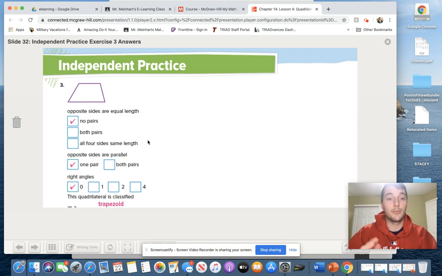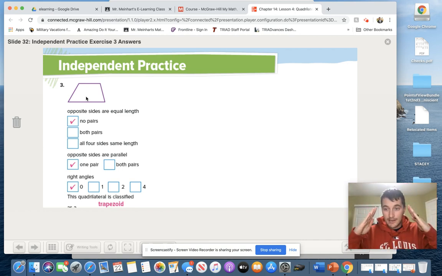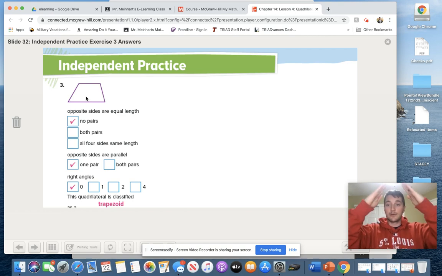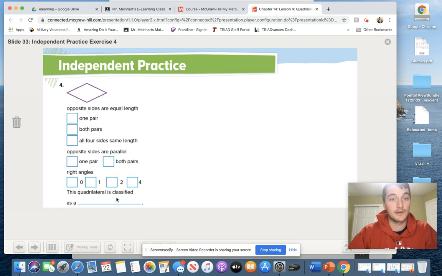How many sides are parallel? There's only 1 pair right here, right? Because these 2, the top one and the bottom one, will forever, infinity, go on like this with the same space in between them. The side ones that are slanted like this are going to touch eventually. So when it goes up, it's going to touch eventually, okay? So 1 pair are parallel. How many right angles? 0. This is classified as a trapezoid.